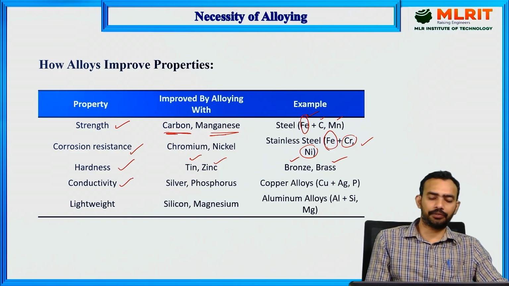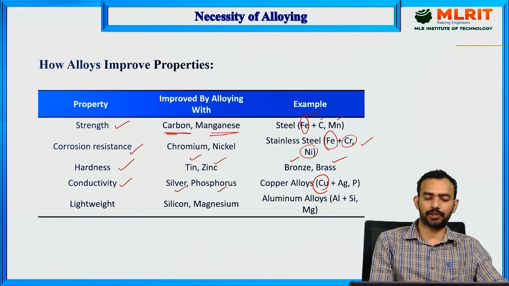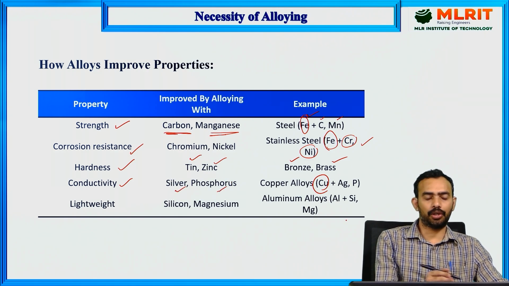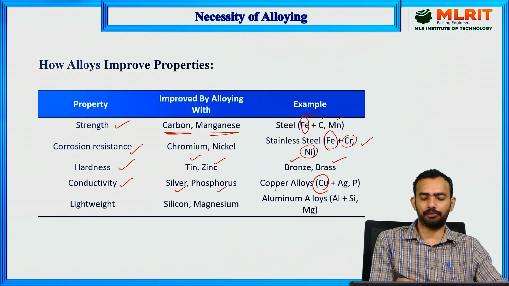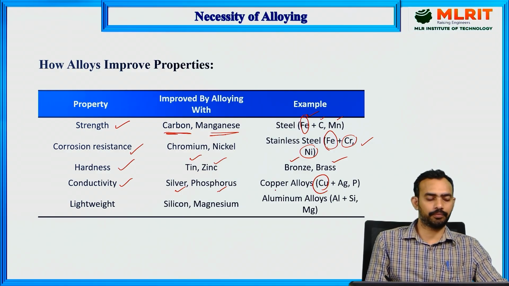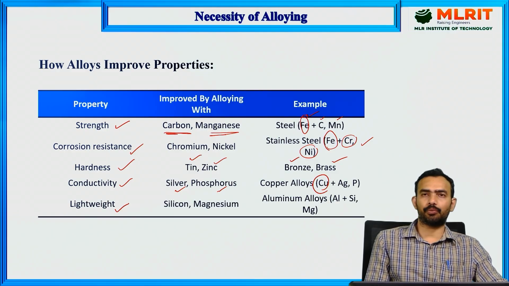Then conductivity. If you look at the copper alloys, copper has been added with silver and phosphorus in order to improve the conductivity of the material. By default copper is a good conductor. Further, if you want to improve the conductivity of the copper, we add alloying elements like silver and phosphorus to the copper.